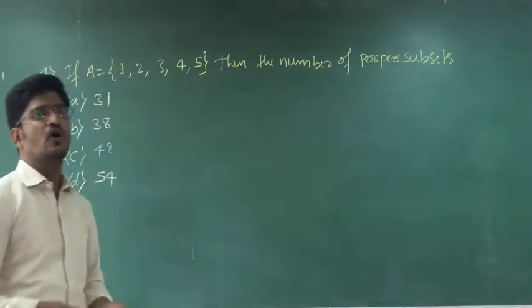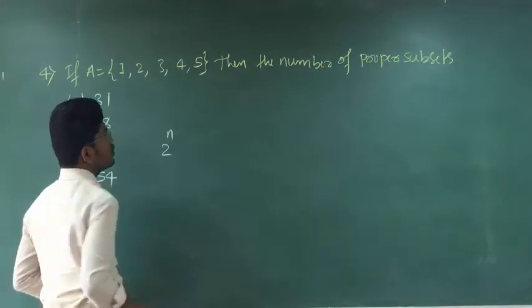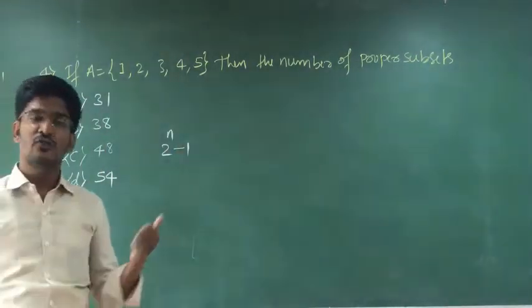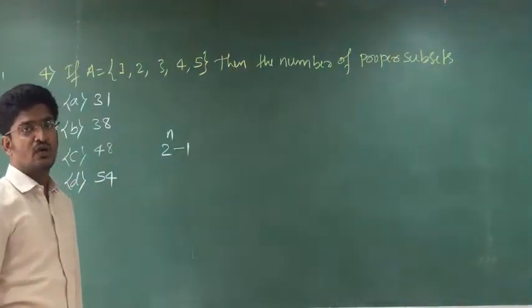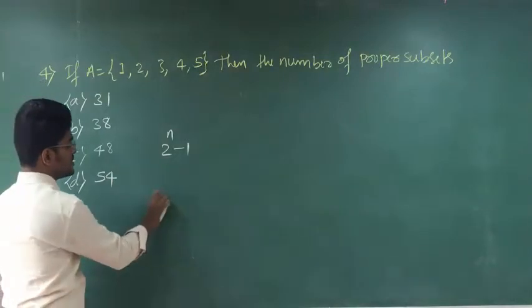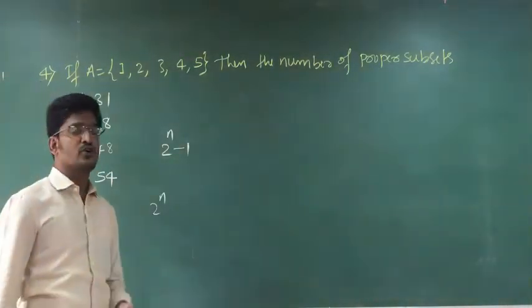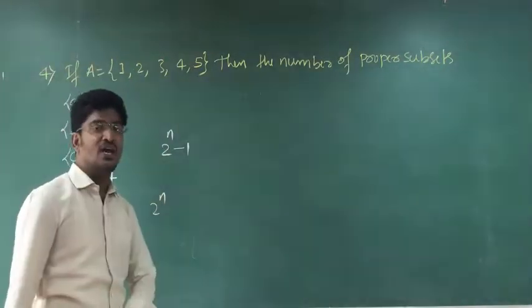So as you all know, the number of proper subsets is given by 2 to the power of n minus 1. This is the formula for the number of proper subsets. What is the formula for subsets? 2 to the power of n. That is the power set formula. This is the formula for the proper subsets. So proper subsets means 2 to the power of n minus 1.